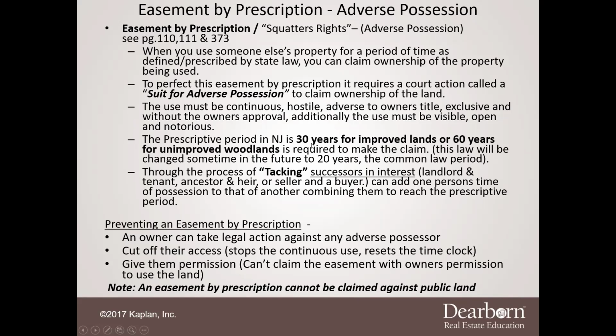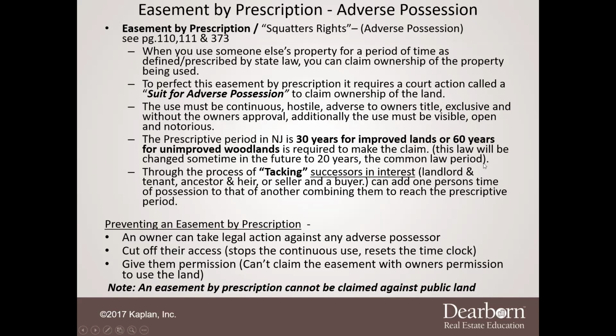Now, the prescriptive period in New Jersey is 30 years for improved land and 60 years for unimproved woodlands or wetlands. Now, this law is going to be changed at some time in the future to 20 years, the common law period. However, New Jersey politicians have been working on that for 14 years now. That's as long as I've been following it, 14 years, and they still have not cured the conflict in the law. Because right now there's a law for 30 years, for 60 years, and for 20 years on the books.